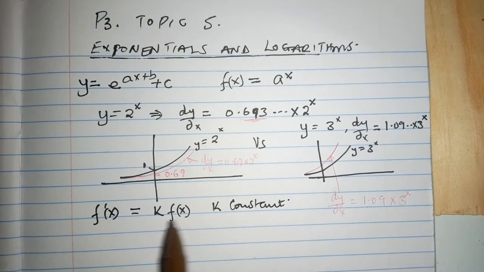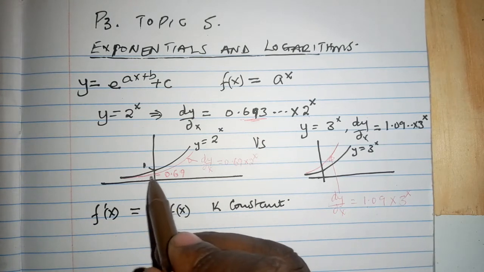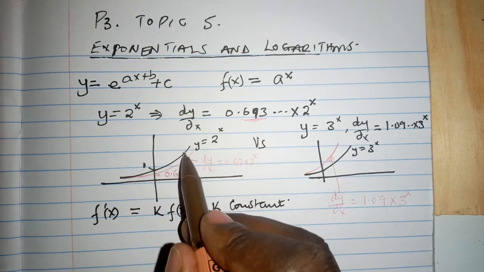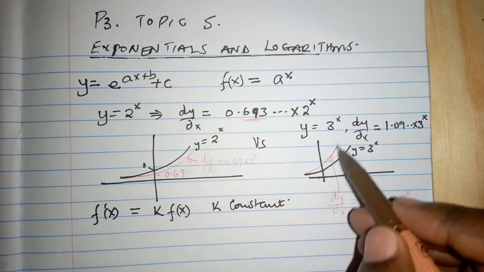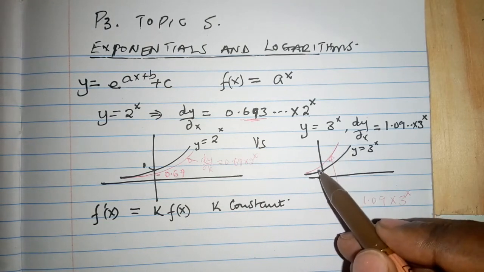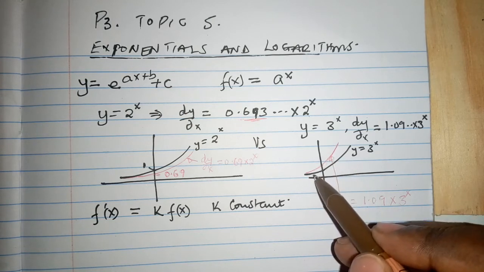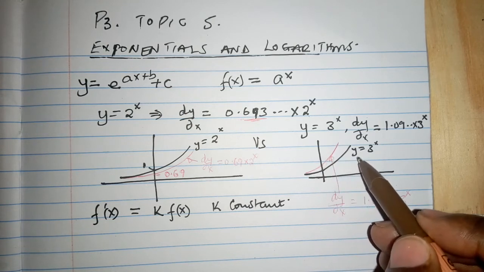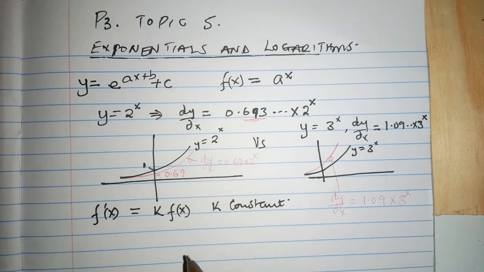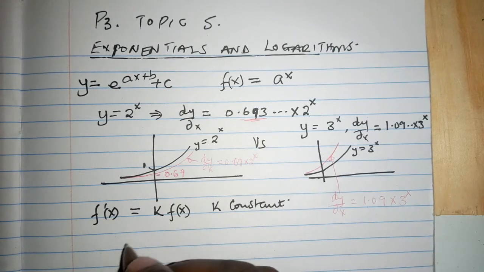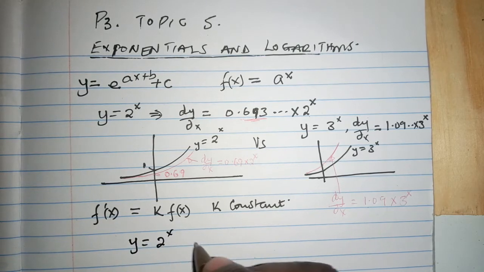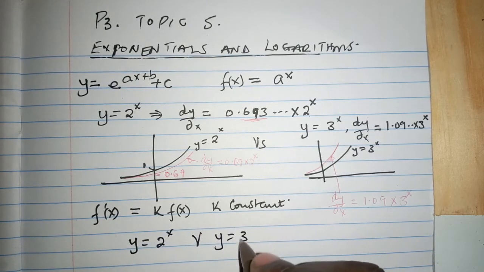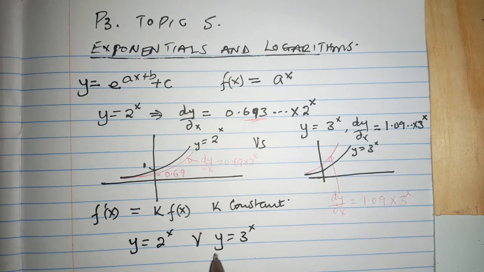As you can already see here, the graph of the derivative was smaller than the graph of the function. Here, the graph of the derivative shows values of y which are greater than the graph of the original function. So it is important to note that when y was 2 raised to power x versus y equals 3 raised to power x, there is a function in between these two.